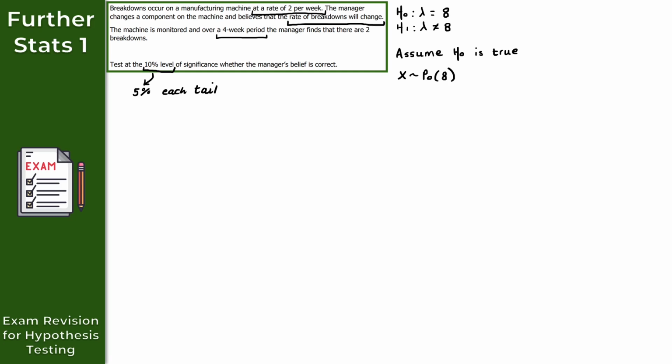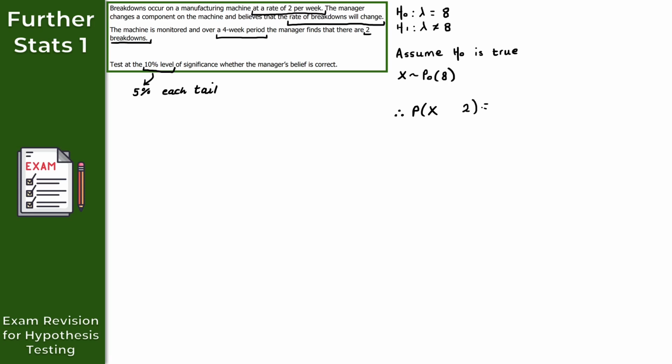So what are we actually testing for here? Well, that's based on the evidence. The machine is monitored and over a 4-week period, the manager finds that there are 2 breakdowns. So what we're looking for here is the probability that our random variable X is either greater than or equal or less than or equal to the evidence, which in this case is 2 breakdowns. So I'll put 2 there.